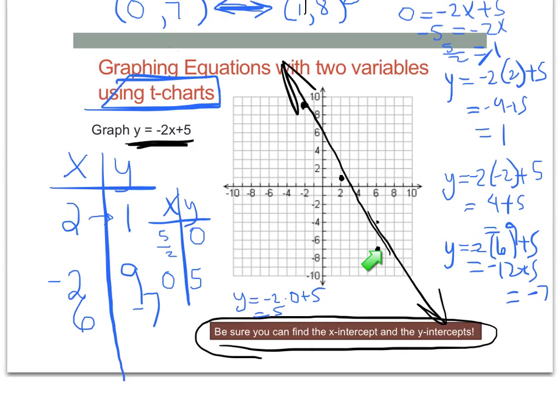If you look, I didn't quite even make it through the points. But now I know those exact coordinates. My x-intercept is (5/2, 0). My y-intercept is (0, 5). So I'm able to find those intercepts like it asked.